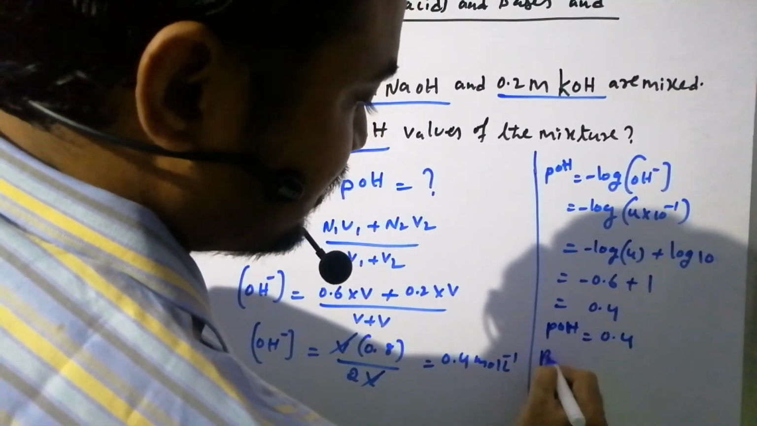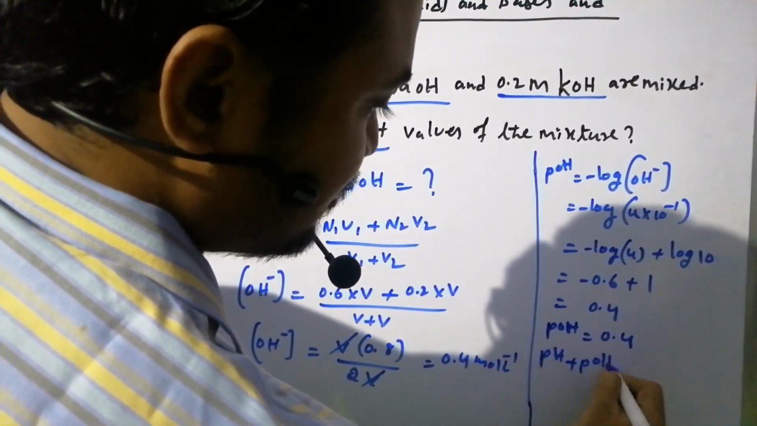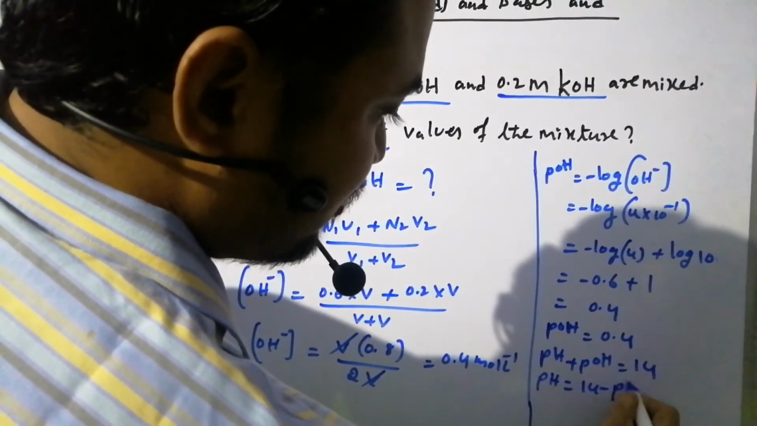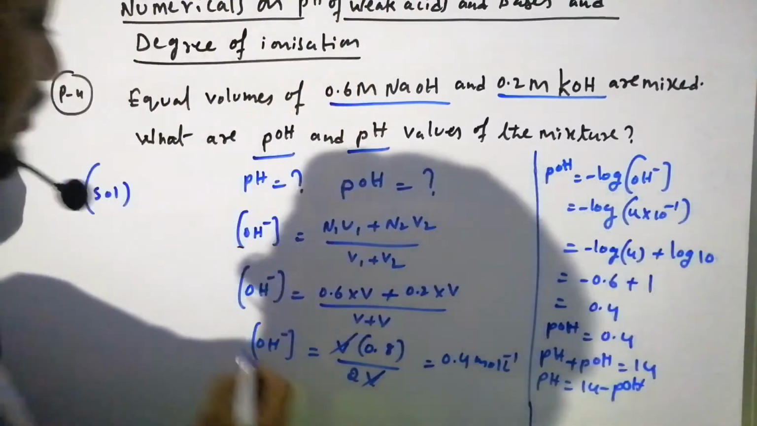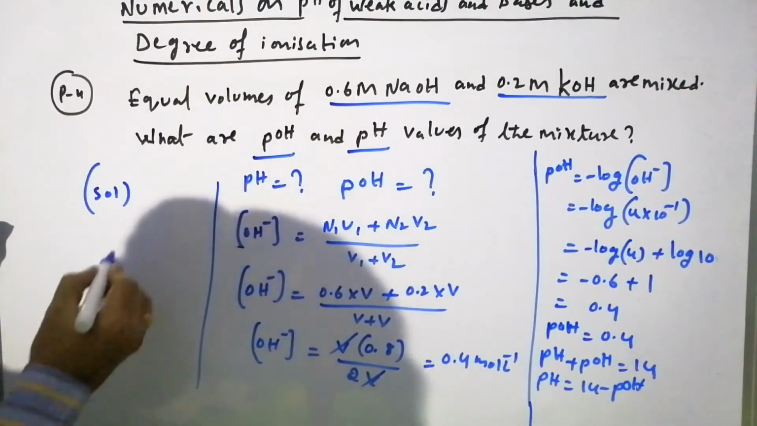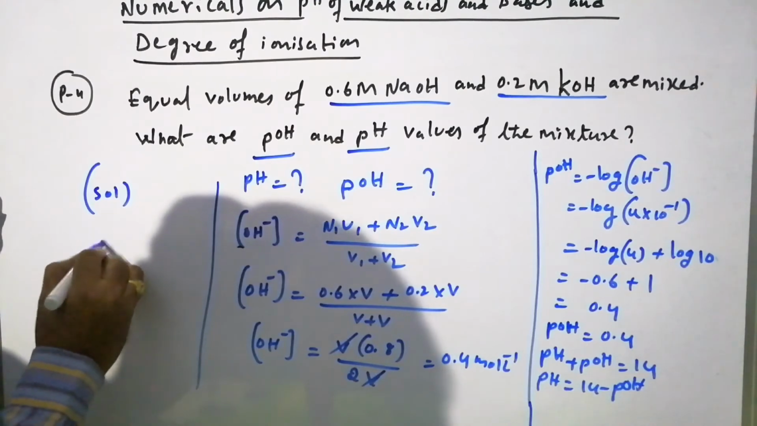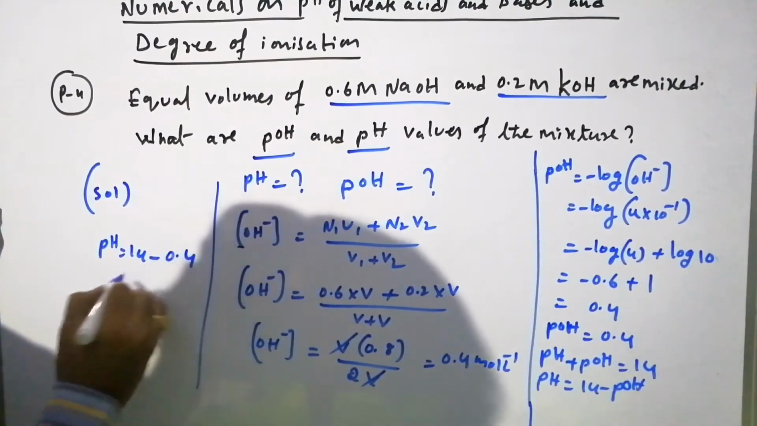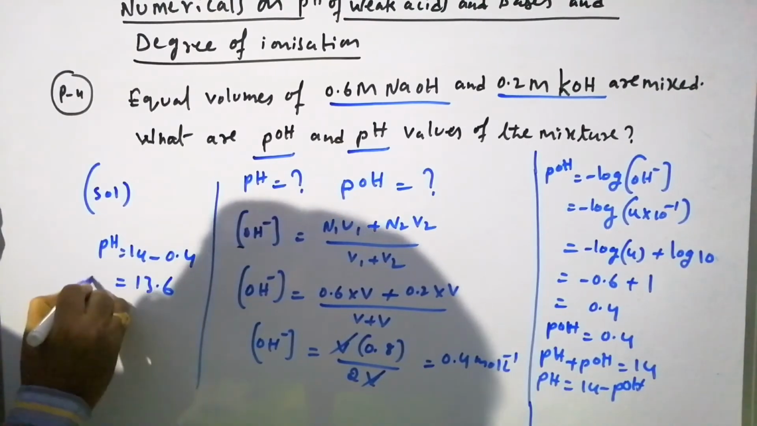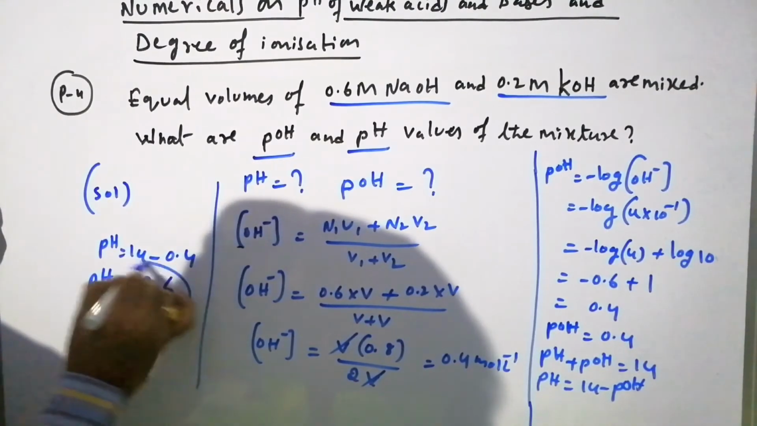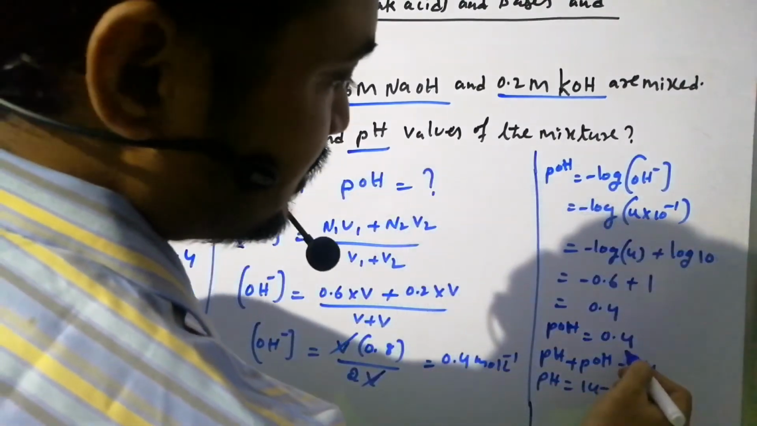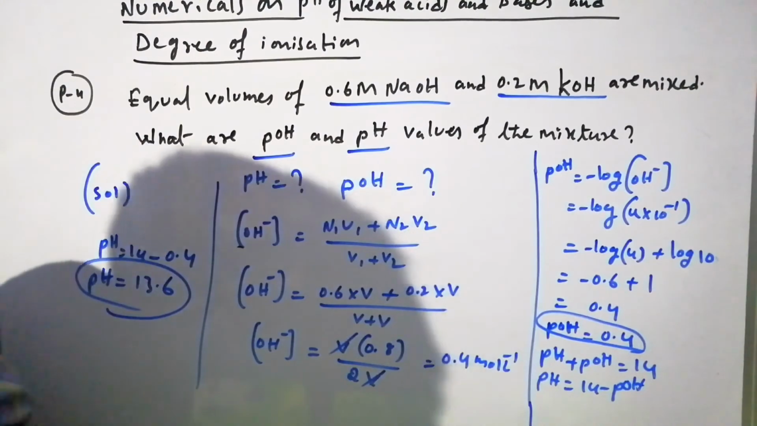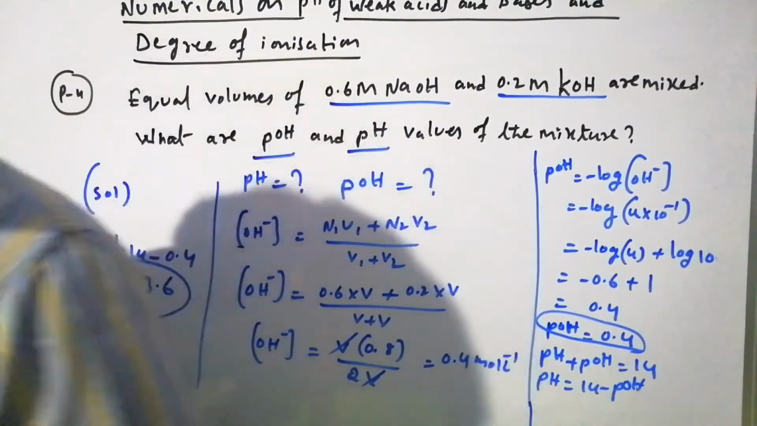By using pOH, already we know pH plus pOH is equal to 14. That means pH is equal to 14 minus pOH. Okay, that's why pH is equal to 14 minus 0.4, that is 13.6. This is the pH value, this is the pOH value. Okay, so like that, problems are coming in JEE Mains and NEET.